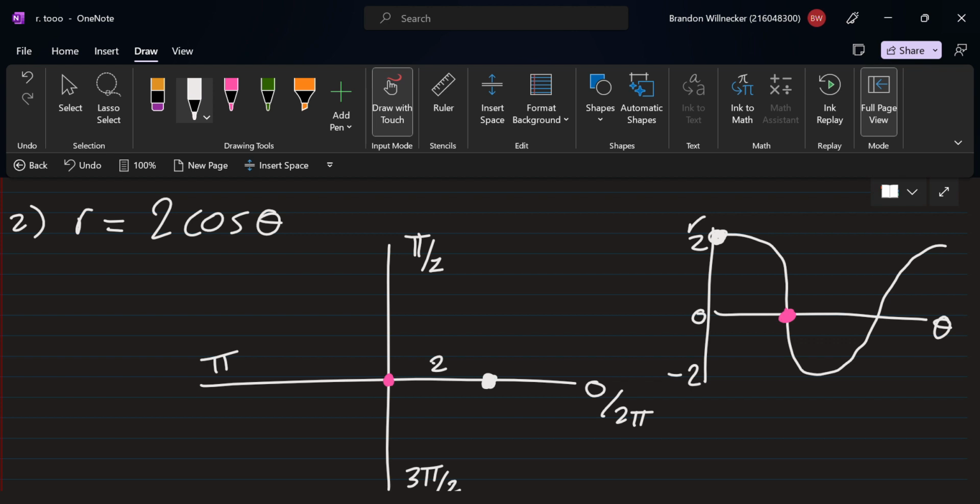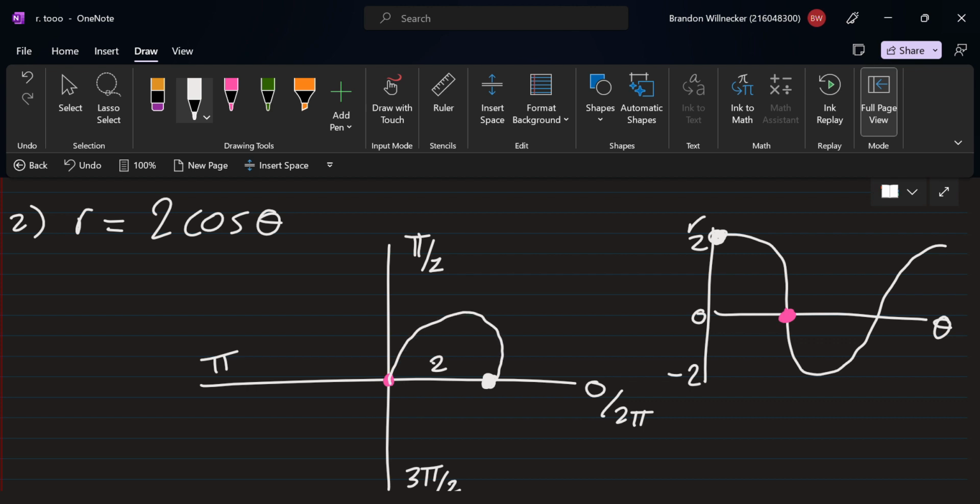Okay, so from angle 0 to angle pi over 2, so from going horizontally to going vertically, the distance starts out at 2 and needs to end at 0. So we start out at distance 2, we need to get to 0, but remember the angle's increasing the entire time. So it's going to look something like this.